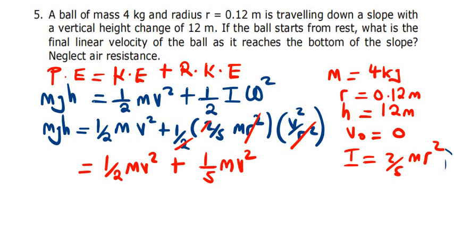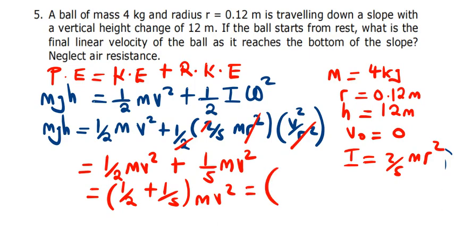Now here where I've reached, I can cancel out m or I can factorize out m. Let me first factorize mv squared because it is the same on both sides. Then I solve the numbers themselves. I'm going to have 1/2 plus 1/5, then I'm going to have mv squared like that.